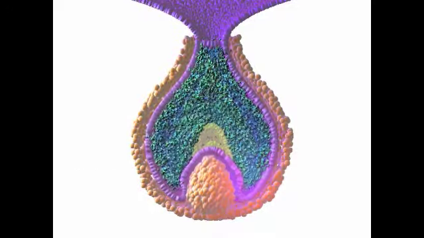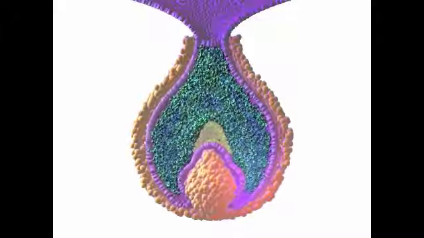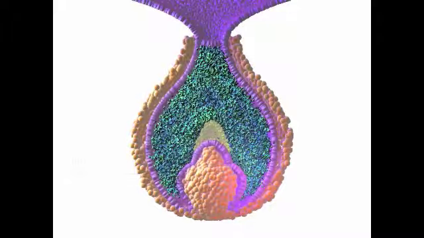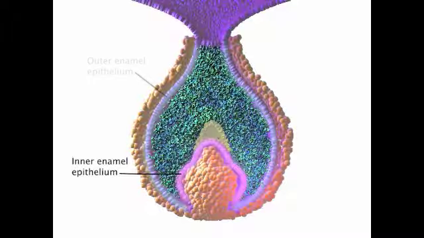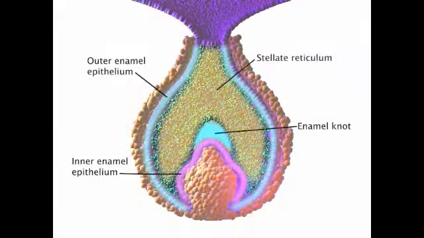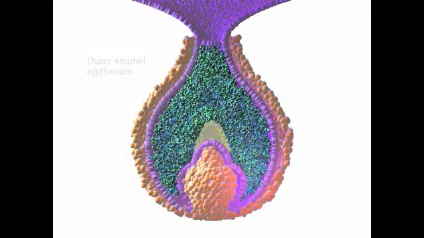As the cells of the enamel organ differentiate, several cell populations can be identified. These include the inner enamel epithelium, the outer enamel epithelium, the stellate reticulum, and the enamel knot. The tooth has now entered the bell stage of development.